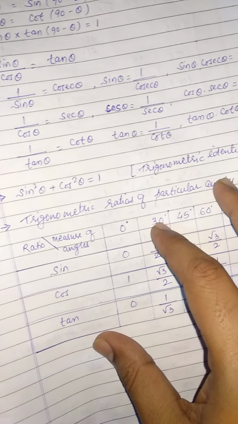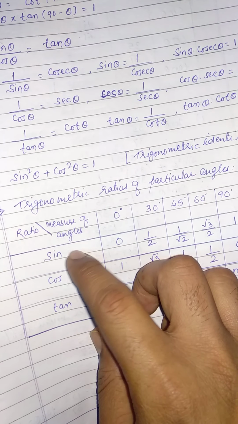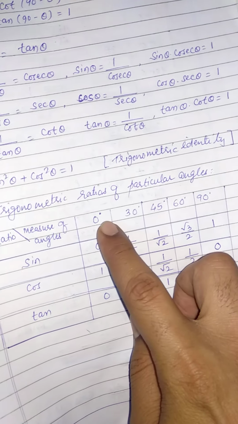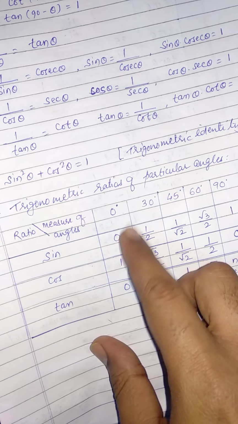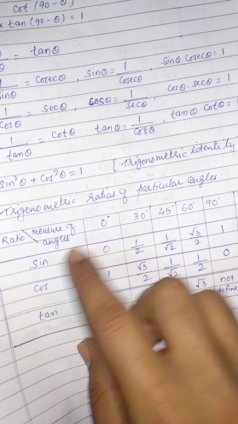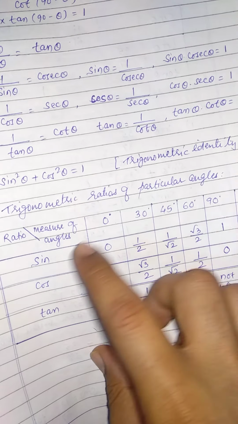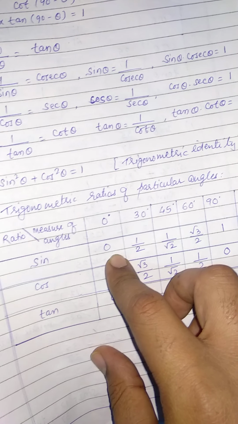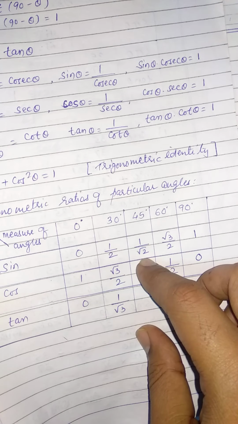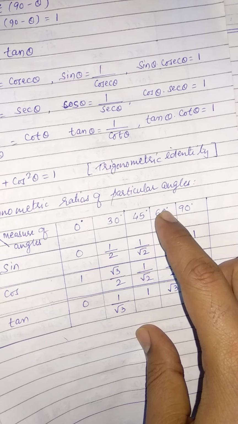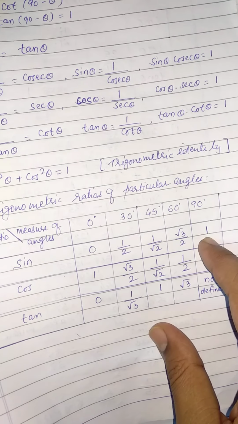In the same exercise, we are also going to see application of particular angles. So we can see here we have a table of particular angles from 0 to 90. So let's see what are the values of sine, cos and tan for respective angles. For example, sine of 0 is 0. Here remember, these angles are in degrees. So sine of 0 degrees is going to be 0. Sine 30 is 1 upon 2. Sine 45 is 1 upon root 2. Sine 60 is root 3 upon 2. And sine 90 is 1.